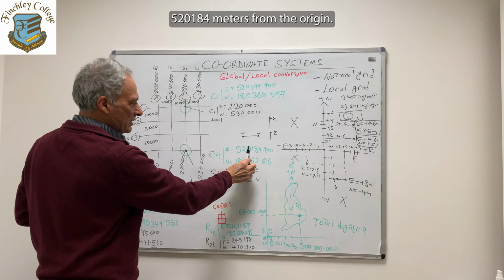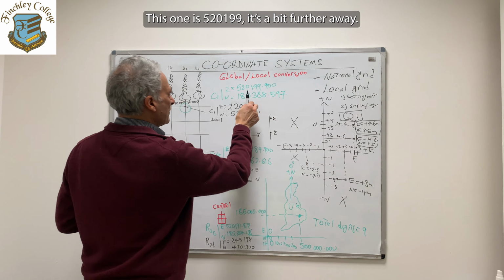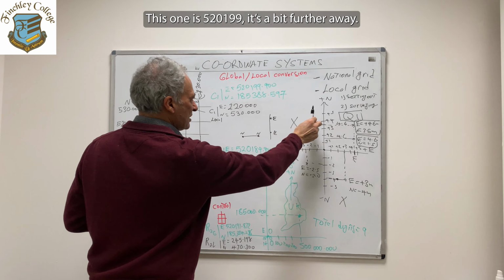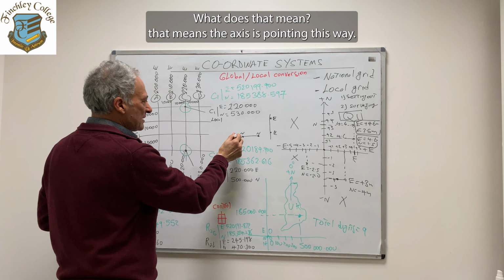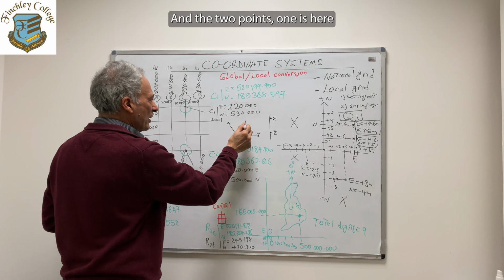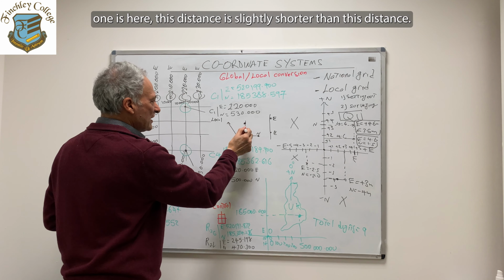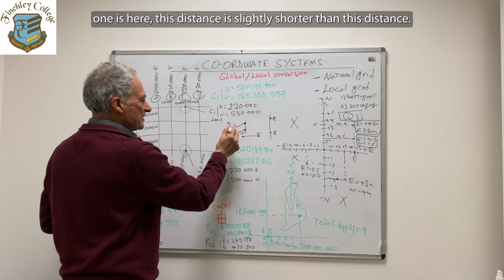There are 520,184 meters from the origin. This one is 520,199. It's a bit further away. What does that mean? That means the axis is pointing this way, and of the 2 points, one is here, one is here. This distance is slightly shorter than this distance.